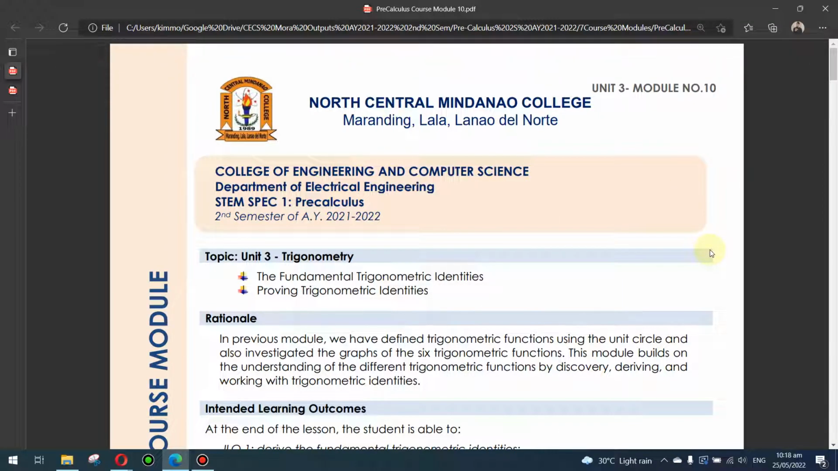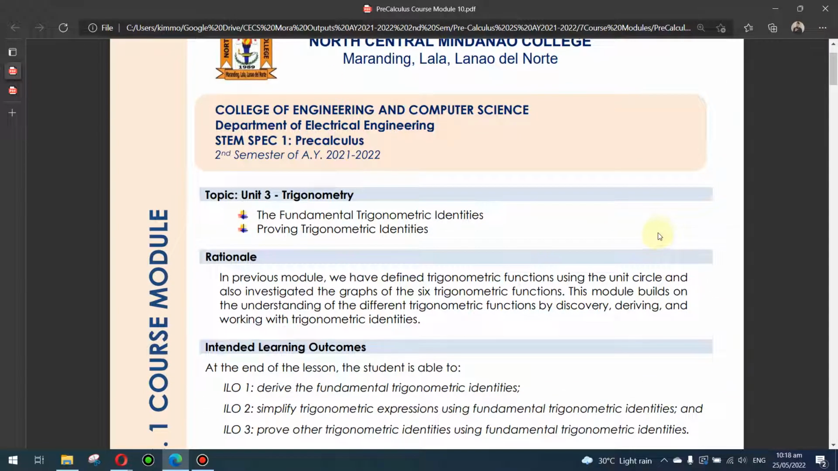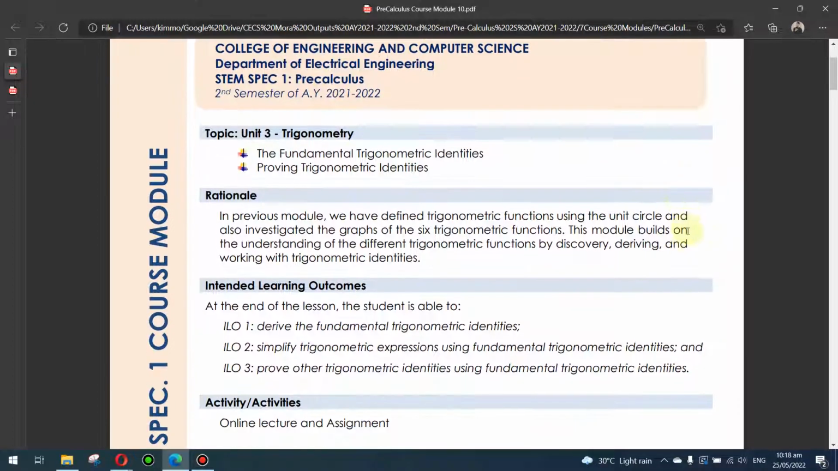Okay, so today I will discuss Module 10, and the topics under Module 10 are number 1, the fundamental trigonometric identities, and number 2, proving trigonometric identities. In the previous module, we defined the trigonometric functions using the unit circle and also investigated the graphs of the six trigonometric functions.